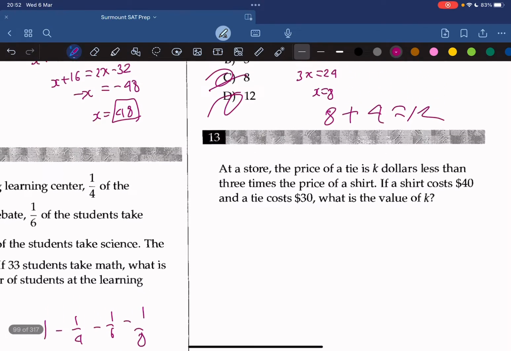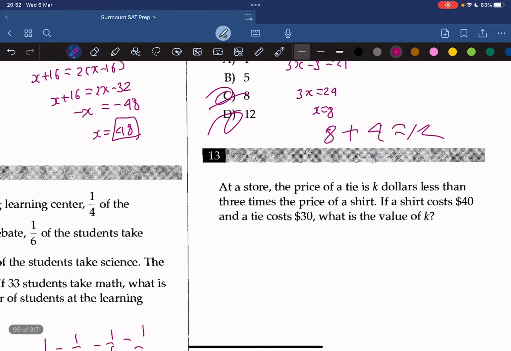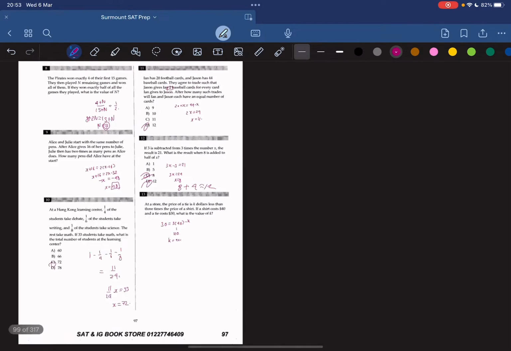At a store, the price of a tie is $k less than 3 times the price of a shirt. If a shirt costs $40 and a tie costs $30, what is the value of k? So we know that 3 times the price of a shirt is 120, and since the tie costs 30, it is k less than that, right? So we know that the equation is 30 for a tie is equal to 3 times the shirt, which costs 40, minus k. So this will be 120, so k is equal to 90. So the answer is 90.